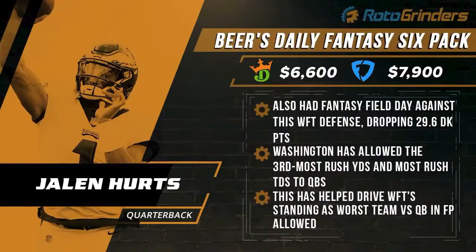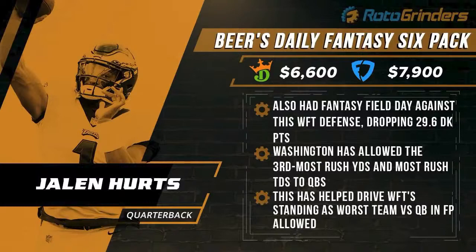That's right. We love Jalen Hurts as well. Our next play here in the 6-pack. Another guy that tore up this Washington defense in that last matchup, almost 30 DraftKings points for Hurts in that one. And Washington has really struggled with quarterbacks like Jalen Hurts. Third most rushing yards allowed on the season to the quarterback position, and the most rushing touchdowns allowed. Jalen Hurts put 2 of those on the board just a couple weeks ago against this team.